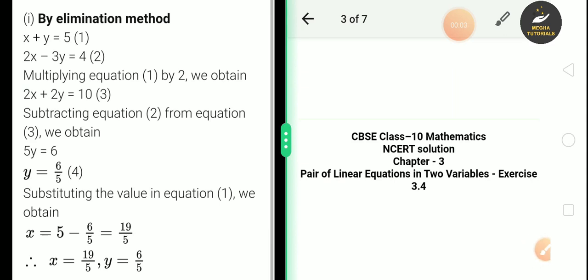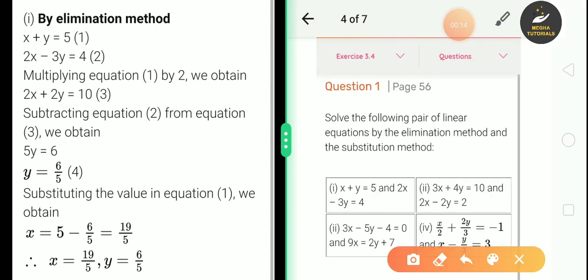CBSE Class 10 Mathematics, Chapter 3, Pair of Linear Equations in Two Variables, Exercise 3.4. Question 1. Solve the following pair of linear equations by the elimination method and the substitution method.